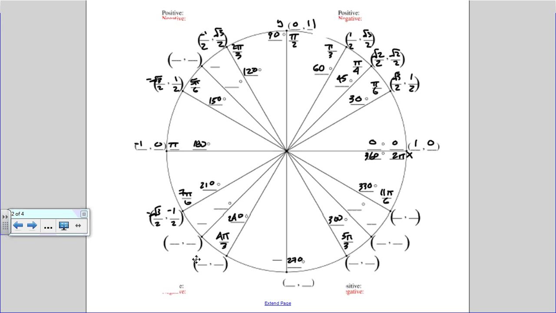Reflect this one down. They're both negative, so this is negative 1/2, negative root 3 over 2. Reflect this over. The y value is negative, so this is 1/2, and this is negative root 3 over 2. This one is reflected over. Okay, so this is square root of 3 over 2, and then negative 1/2. Okay, so that's those. All right, so then the 45 ones, the ones that go by 45s, those are pretty easy.